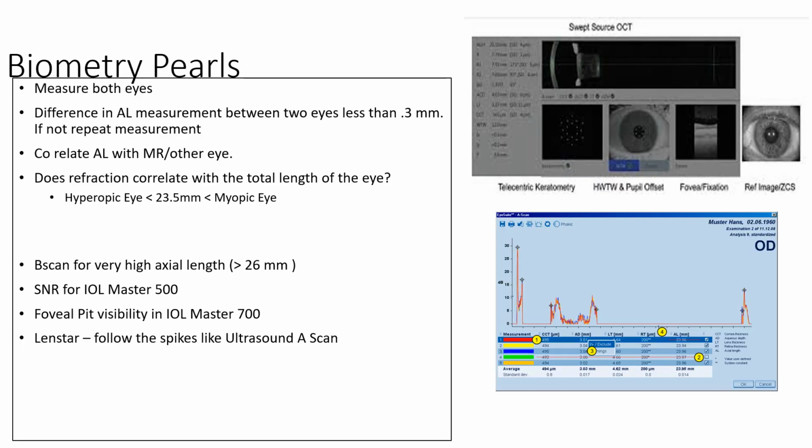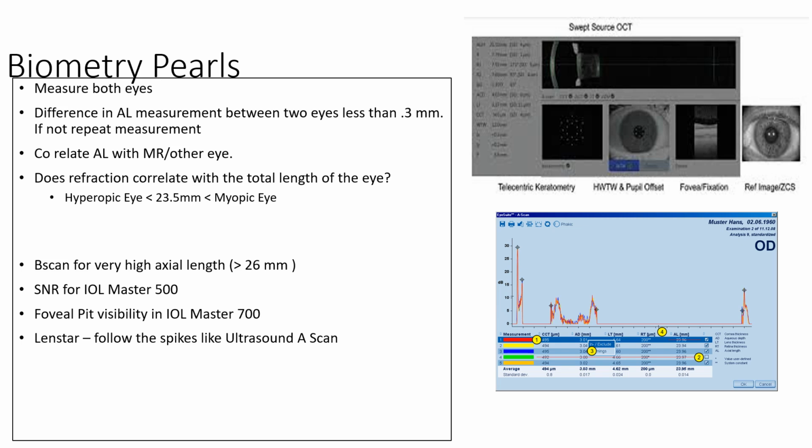Like in part 1, where we discussed the keratometry pearls, here we discuss the pearls for axial length measurement. Remember, like keratometry, what is important in axial length is measuring both eyes and comparing between the two. The difference in axial length measurements should be less than 0.3 millimeters. If it is not, we should repeat the measurement.